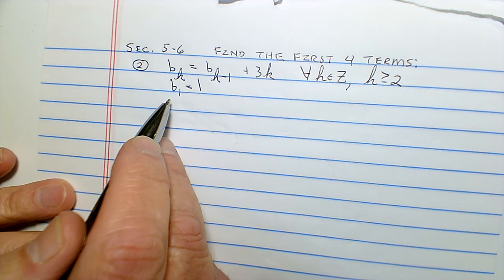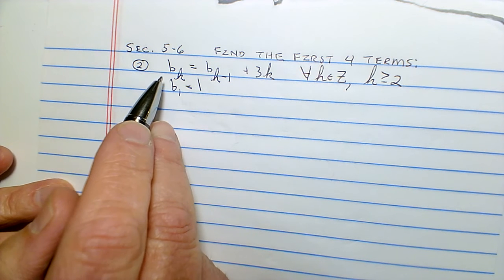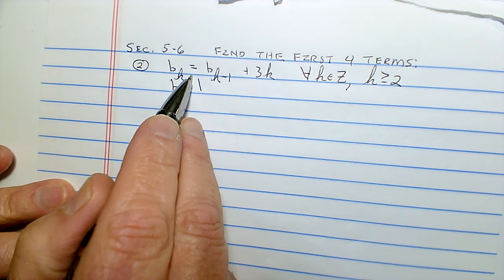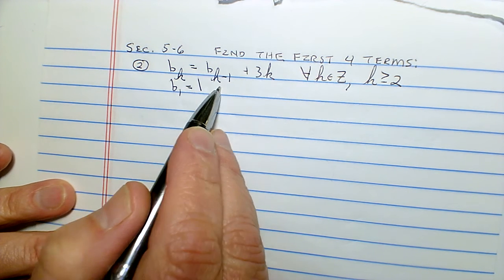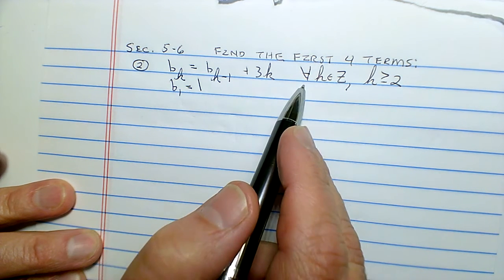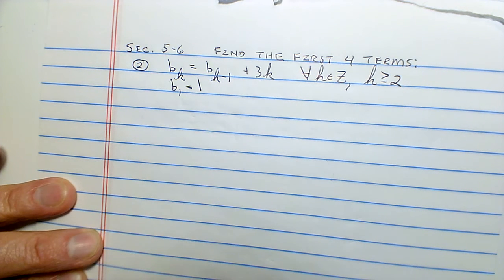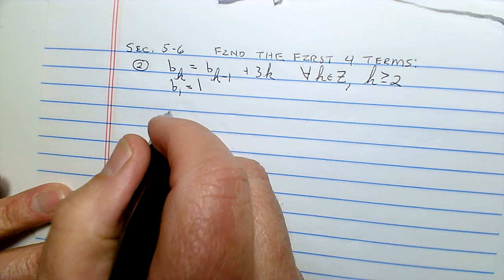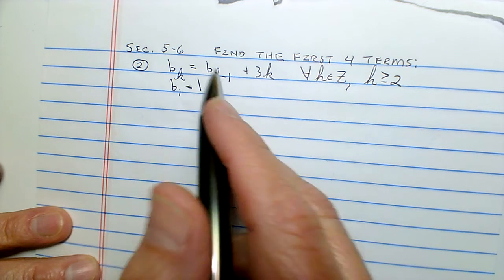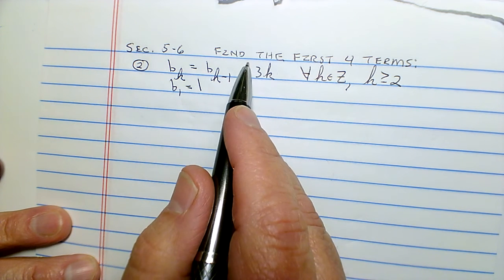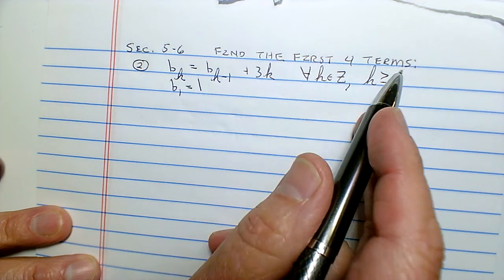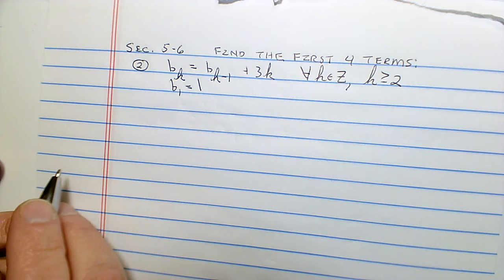Here's problem number 2 in that section. It says b sub k is equal to the one before it plus 3k for all of the k's starting at 2. And we are given a seed of b sub 1 being equal to 1. Now all of these problems have the same instructions in that they're asking us to write the first 4 terms. Well, that's the first term.